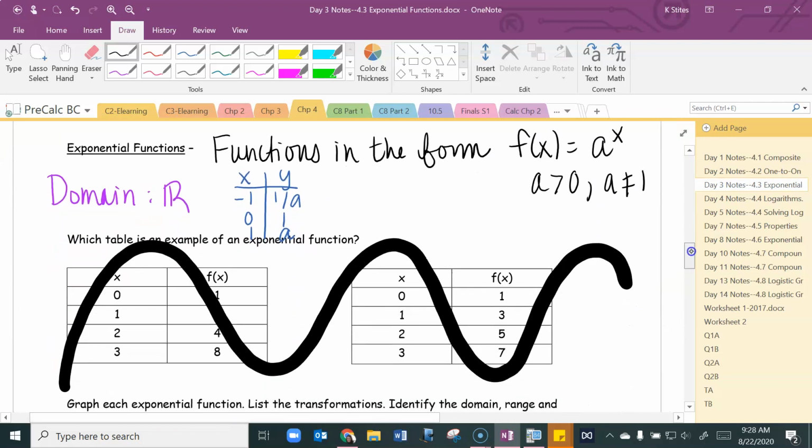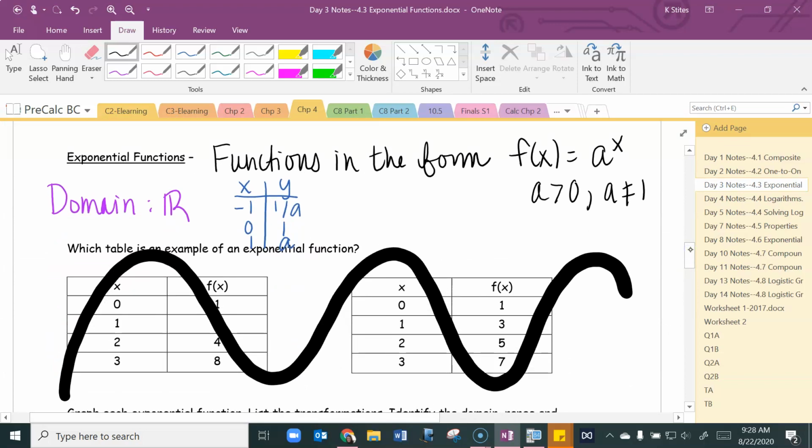Moving right along. Go ahead and write this down. What is an exponential function? Well, an exponential function is any function in the form f of x equals a to the x power, but a has to be greater than 0. Okay, we can't have a negative base. And a also can't be equal to 1, because if a is 1, we already discussed 1 to any power is just 1, which would mean you'd have a horizontal line, not a curve.